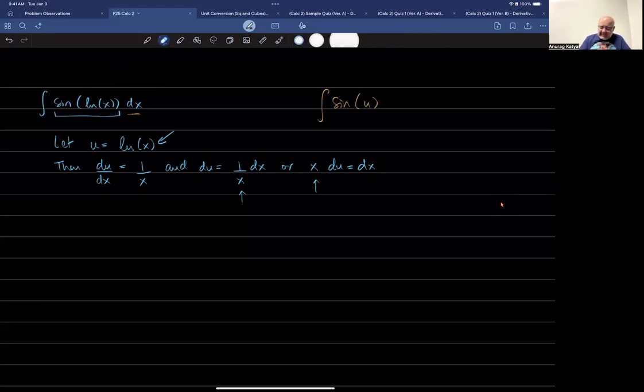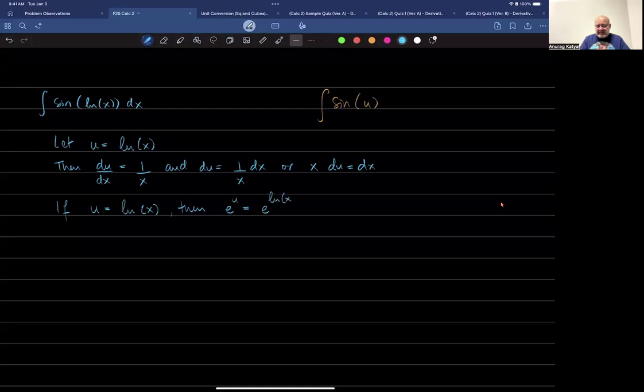And because that's the scenario here, if u is equal to ln of x, we can rewrite this logarithmic equation in its exponential form. You should have done this in college algebra ad nauseum. So you rewrite this as e to the u equals e to the ln of x. You raise both sides to powers of e. That's how you convert logarithmic equations to exponential equations.